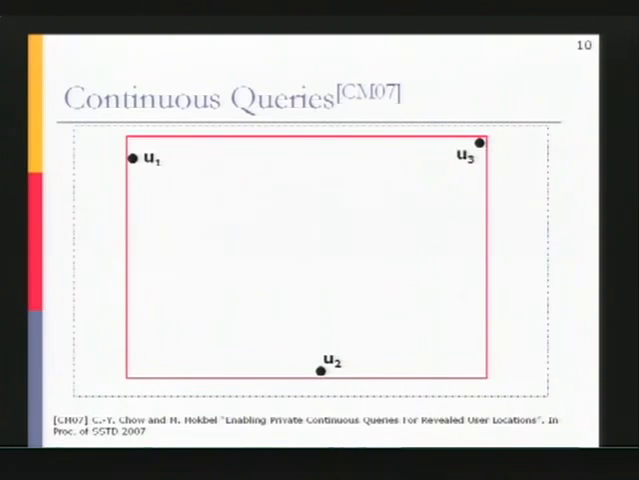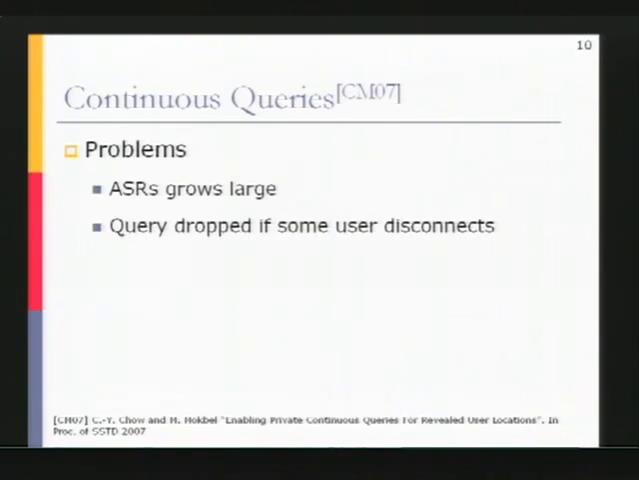Obviously, there are two problems here. The first problem is that this rectangle will grow very large if the users move in different directions. So maybe this would end up being the entire data space. This is not practical. And the other problem is that if at least one user in the initial set drops or disconnects, then the privacy of all other users is compromised, right?